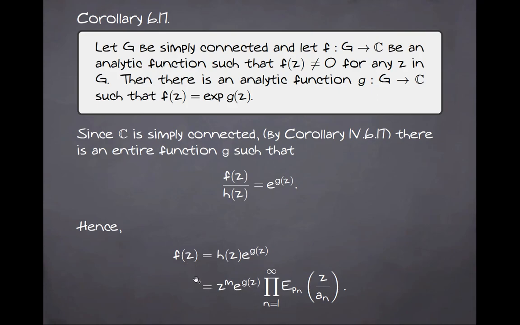So this shows that in the general case, even if f has infinitely many zeros, and the sequence of zeros is non-zero and infinite, f has this form, which proves the Weierstrass factorization theorem. I hope this is clear, and this completes this section. Thank you.